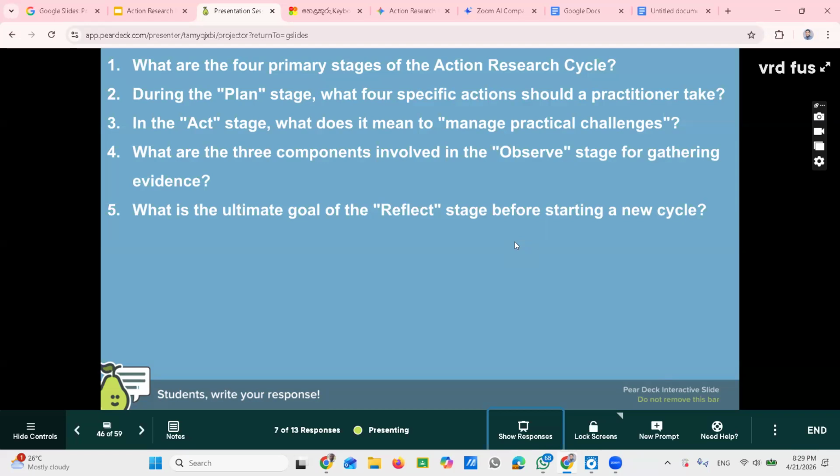Under reflect, mainly you need to analyze the data you identified in the previous step. After analyzing, you get the result. By looking at the result, you can make the decision: continue with the second round or stop the research. Right, these are the questions you need to focus on, these 5 questions here. Now move to the next slide.